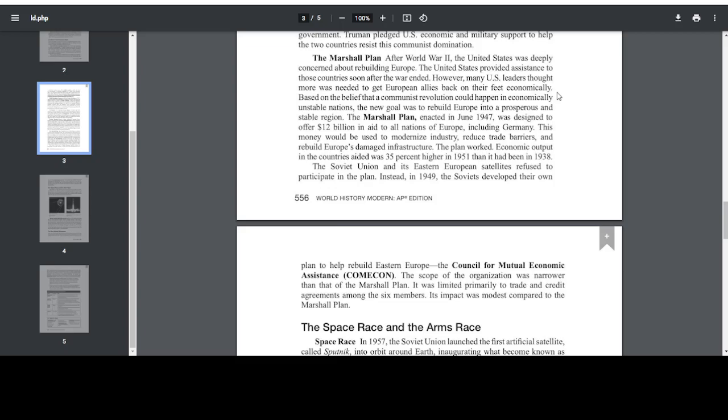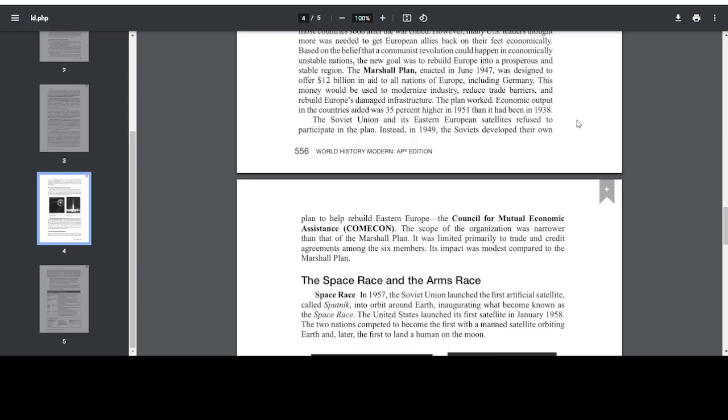The Marshall Plan, enacted in June 1947, was designed to offer $12 billion in aid to all nations of Europe, including Germany. This money would be used to modernize industry, reduce trade barriers, and rebuild Europe's damaged infrastructure. The plan worked. Economic output in the countries aided was 35% higher in 1951 than it had been in 1938. The Soviet Union and its Eastern European satellites refused to participate in the plan.